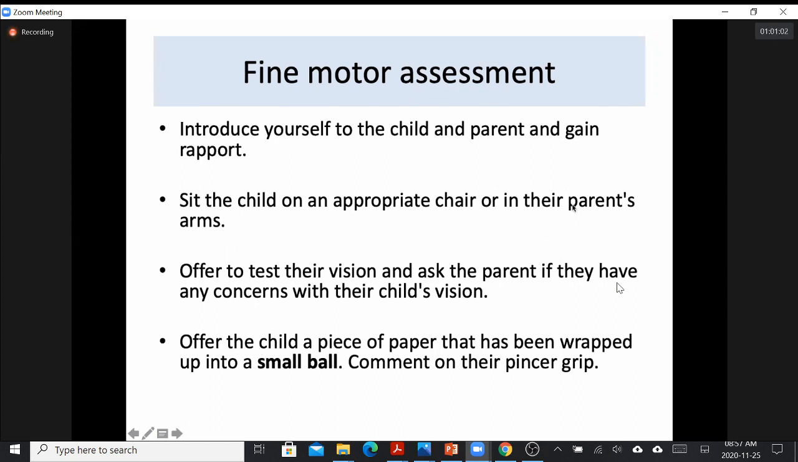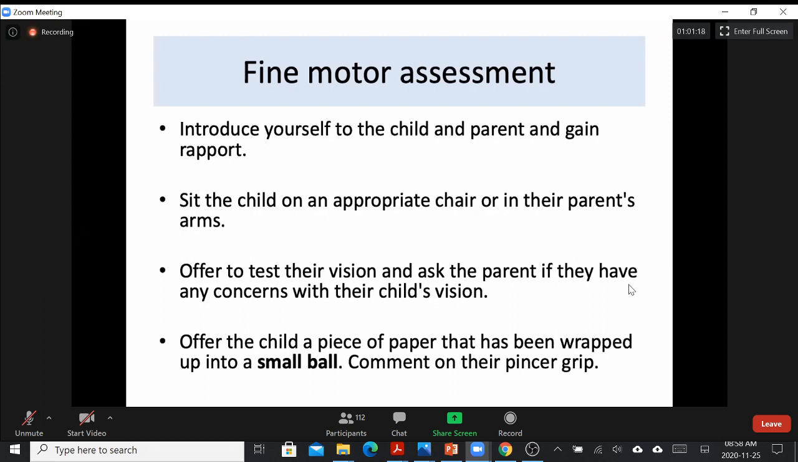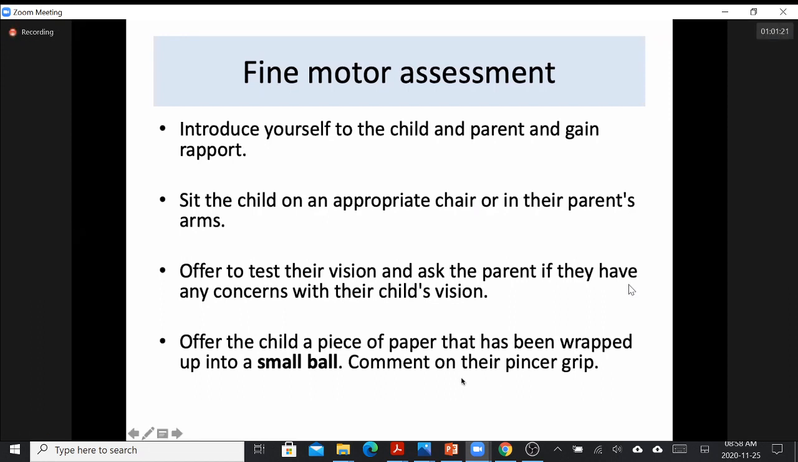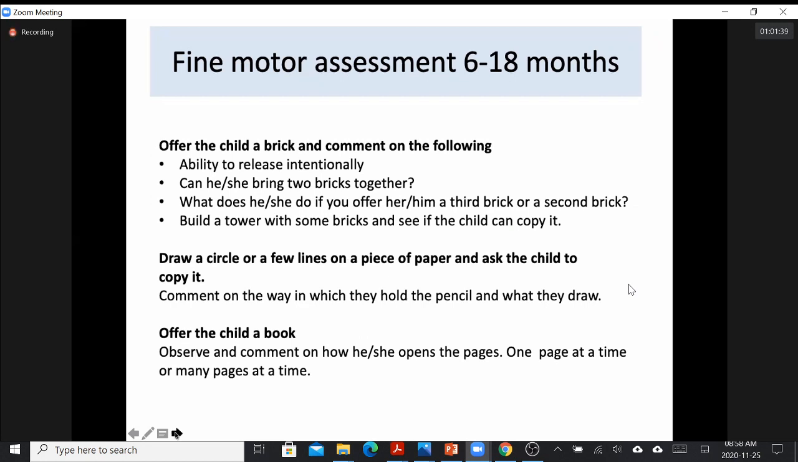Right, so now in this slightly older child, you introduce yourself to the child as well as the parent, build up a rapport, and sit the child on an appropriate chair or in the parent's lap. We offer to test their vision, and ask the parent if they have any concerns. We can offer a piece of paper that has been wrapped up into a small ball. Or you can have a little bead-like thing tied to a string, which can also be used for this. But you have to be safe. You can't afford the child to have accidental swallowing of a bead. So you have to be careful when you do this, right?